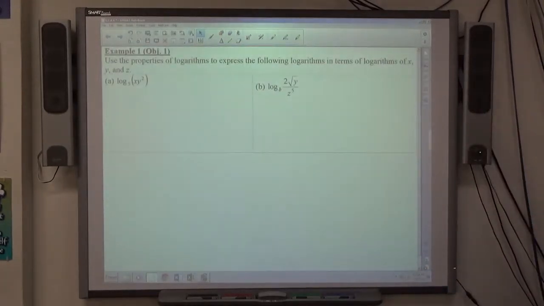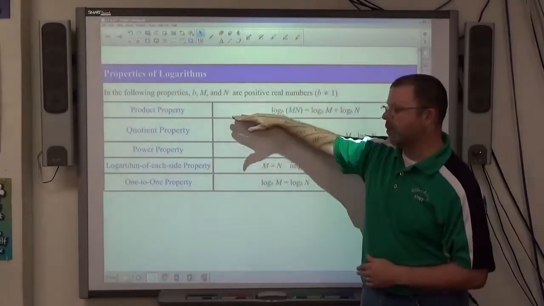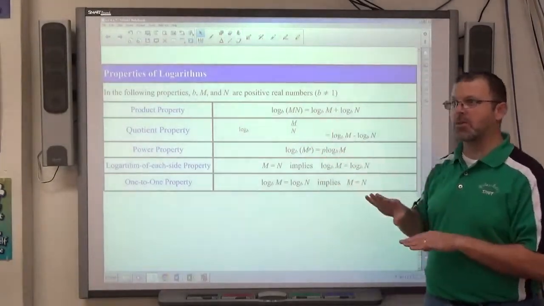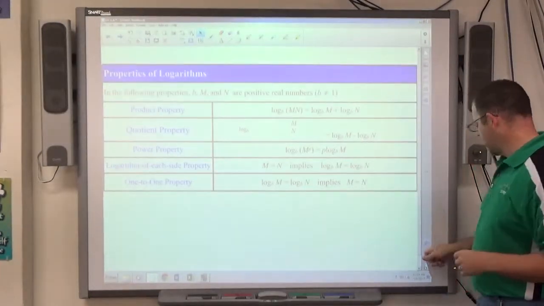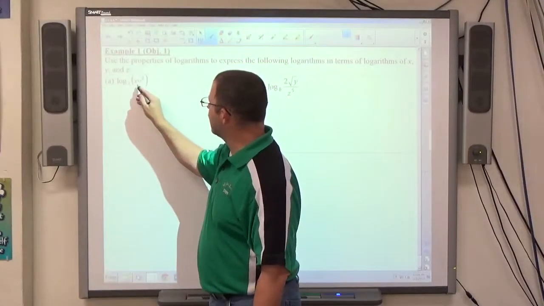So if we look at example 1, use the properties of logarithms to express the following logarithms in terms of logarithms of x, y, and z. Okay, the first thing I deal with when I'm doing laws of logarithms is the product and quotient properties. Then I deal with the power property afterwards. So I'll do the products and quotients as is until I've got the terms separated into pieces, and then I deal with the powers second.